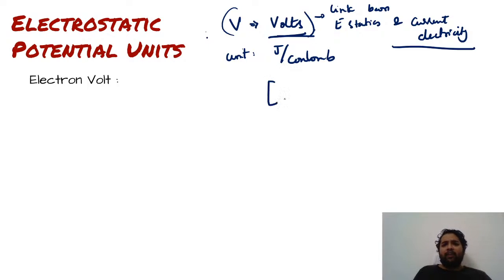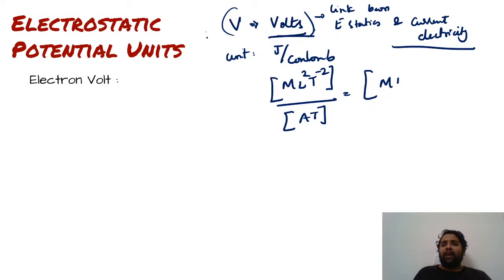And as far as this goes, you can write joules is ML square T power minus 2 divided by coulombs, which means it is current into time, right? It's A into T. So from both of these you will get the dimensional formula as ML power 2 T power minus 3 into A power minus 1. Wow, that is such a big dimensional formula.